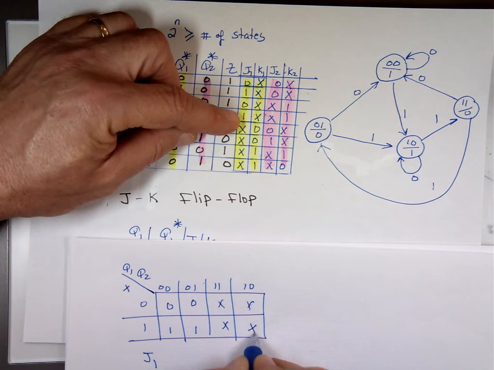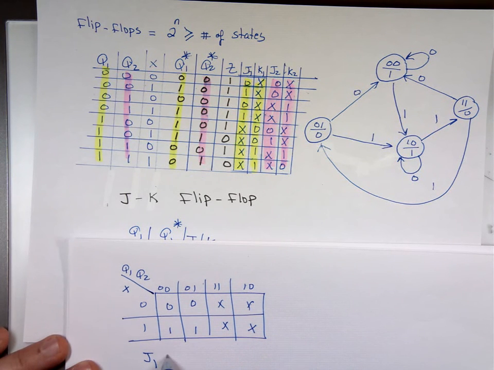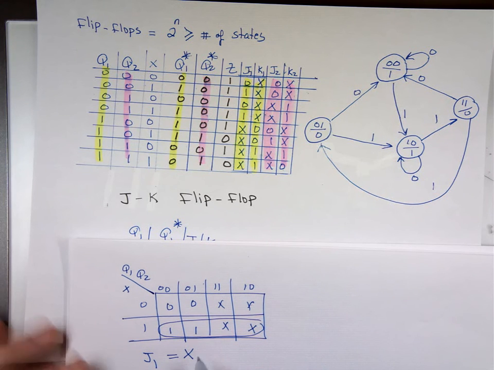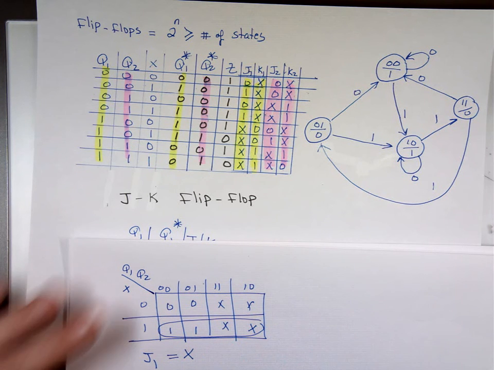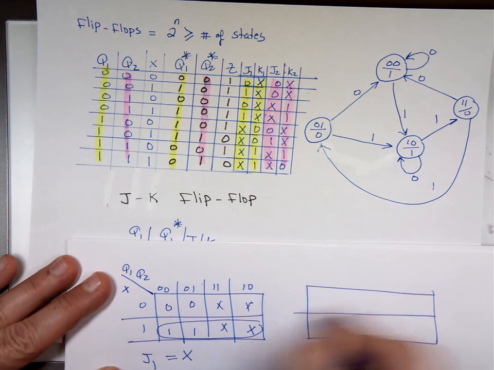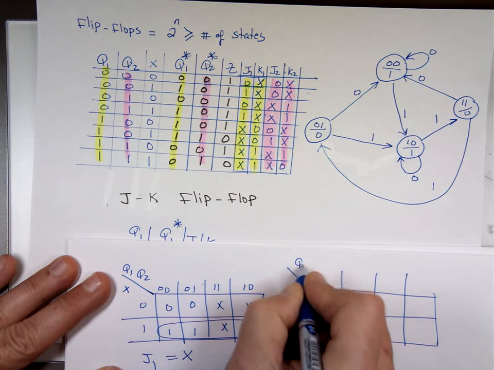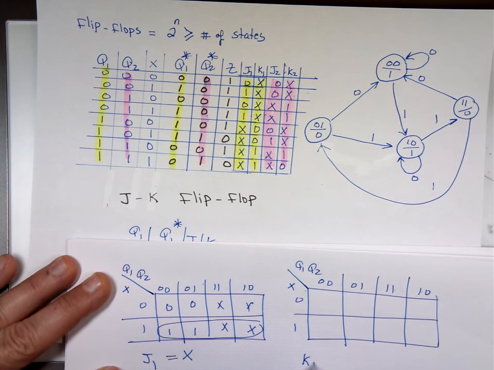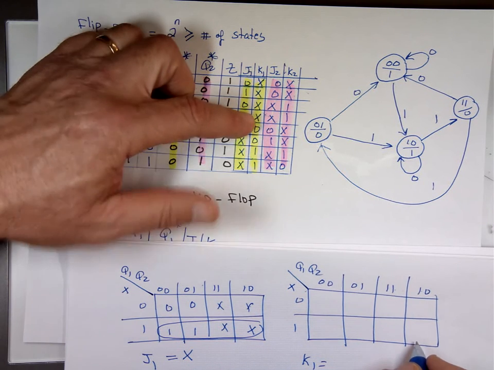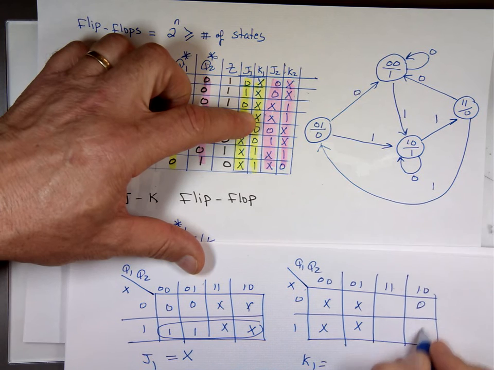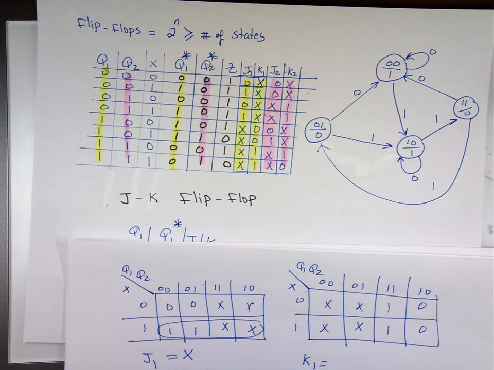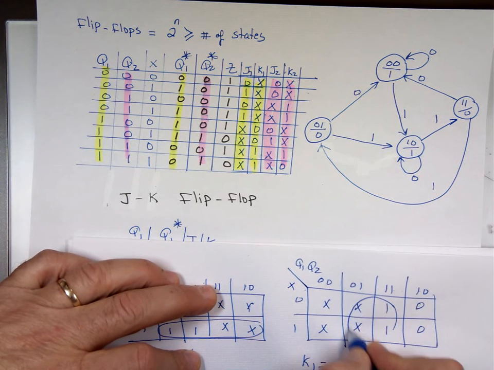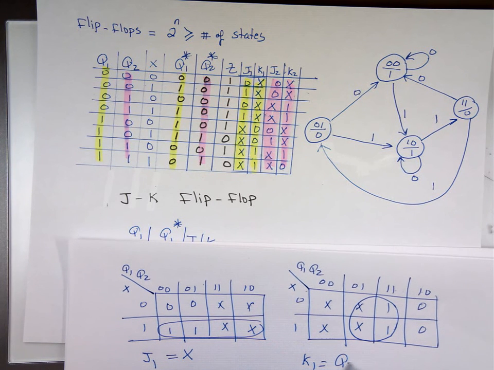So what's the best way to read this one? Is it the four on the bottom, which is X? Less gates. I don't have to use gates. Let's look at K1. Don't care, don't care, don't care, don't care. Four of them. 0, 0, 1, 1. The best group is probably right there, which is what? Q2. That's it.